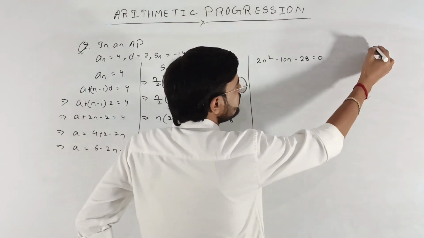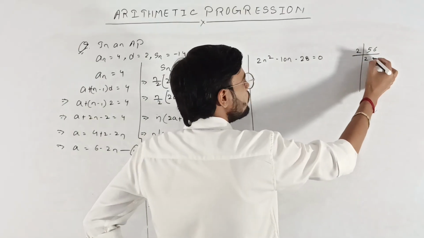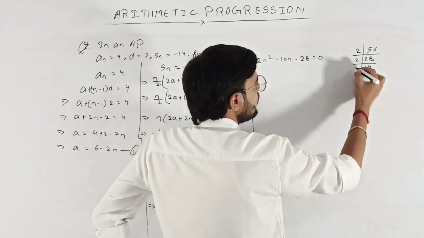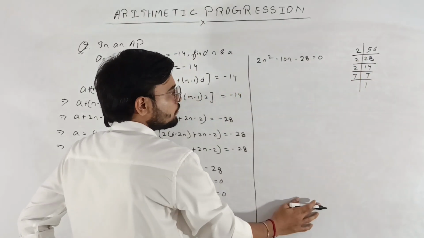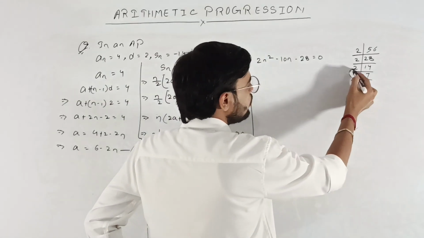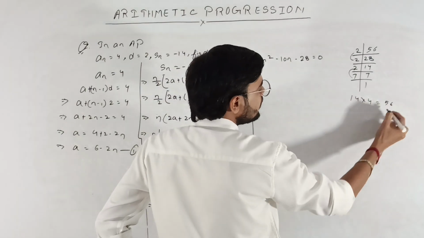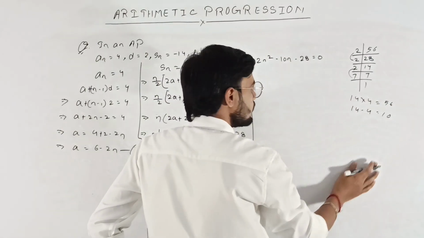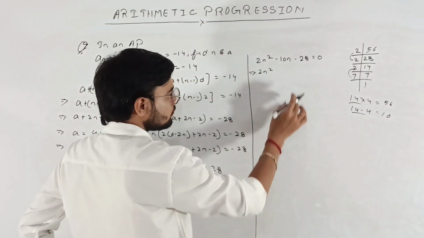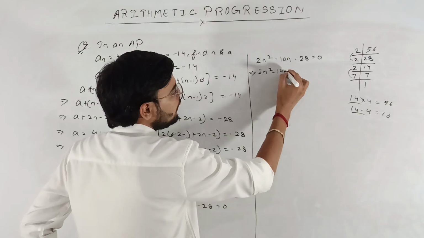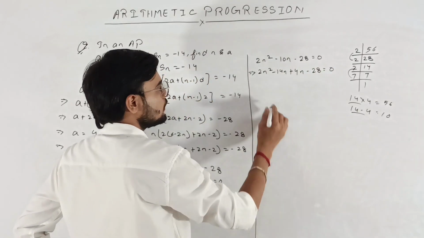2 times 28 is 56. Okay. Now 2 fours are 8, 2 eights are 16, 2 twos are 4, 2 sevens are 14. Now 7 and 2 are 14, and 2 and 2 are 4. So we have 14 into 4 is equal to 56 and 14 minus 4 is equal to 10. Now we have the pair 14 and 4. So we have 2n square minus 14n plus 4n minus 28 is equal to 0.